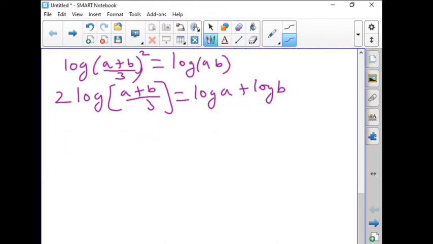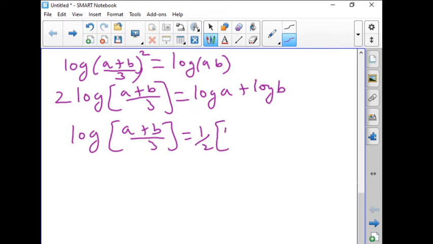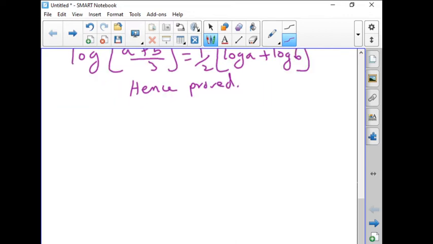Therefore, take 2 to the other side. So log (a plus b) by 3 is equal to 1 by 2 into (log a plus log b). Hence, proved. Okay, very simple problems. And sixth question, you can take it for homework. Just use product rule, then you will be able to do it.